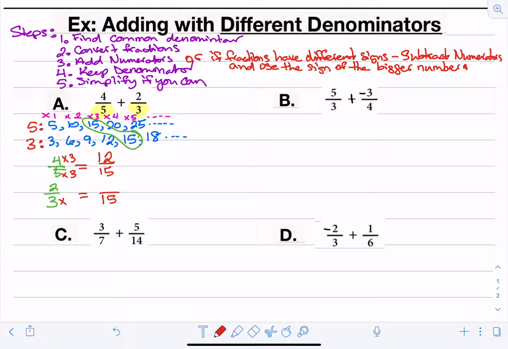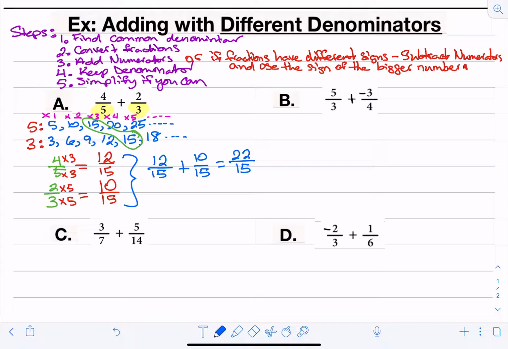Okay, now for the bottom fraction, 2/3. Well, we need 3 to turn into 15. So what did we do to 3 to make it 15? We multiplied by 5. And remember, whatever you do to the bottom, you have to do to the top. So 2 times 5 is 10. We have now converted both fractions. So this turns into now being 12 over 15 plus 10 over 15. And now we can add them together. Both fractions are positive, so we can just add the numerators and we get 22 over, step 4, keep the denominator, 15, simplify if you can.